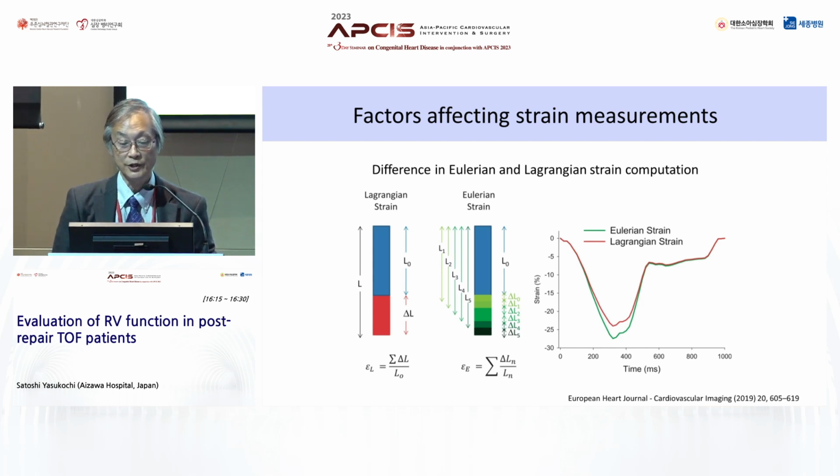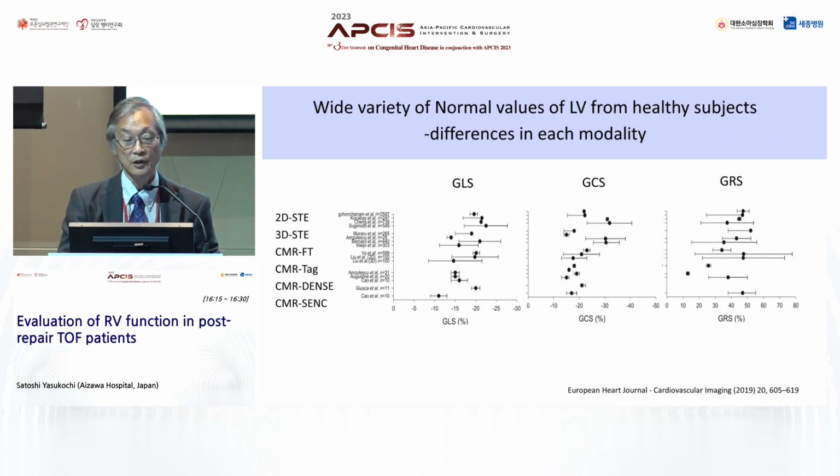The Eulerian and Lagrangian strain computations give different results, so you have to understand what kind of calculation was used to get the strain curve. Because of this, there is a wide variety of normal values of LV strain from healthy subjects, and they differ in each modality. You may see a different normal range using 2D speckle and 3D speckle and so on.